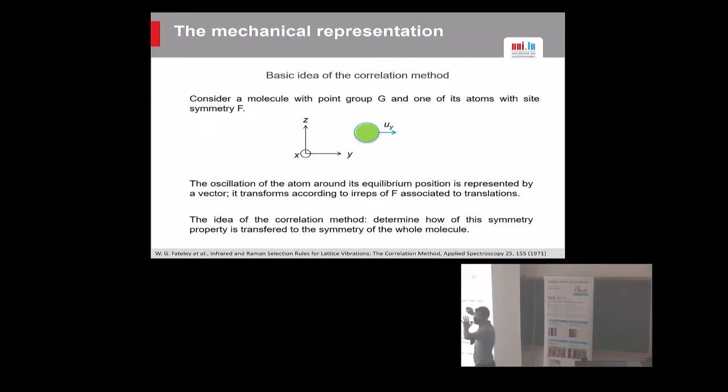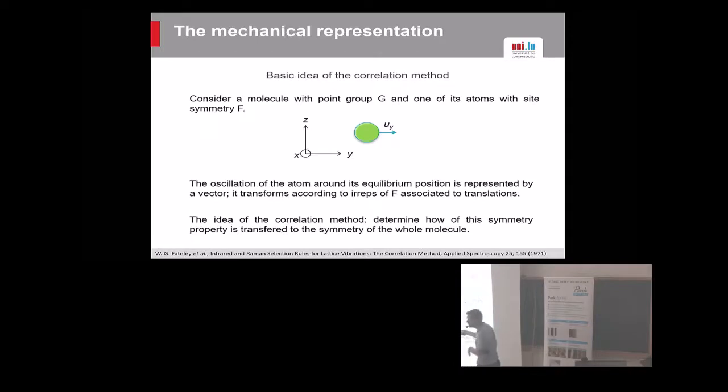Here I'm really just giving you the basic idea. You will have the whole thing worked out in the slides, but I'm not going through it because it would take too much time, right? But I still give the basic idea, the ingredients, and then we jump to the results, okay? So the basic idea is that you have a molecule, it's made of atoms, and it's pretty easy to know how the displacements of a particular atom transform in its site symmetry group. That's a pretty straightforward thing. This is something we can read, again, just from the character table.